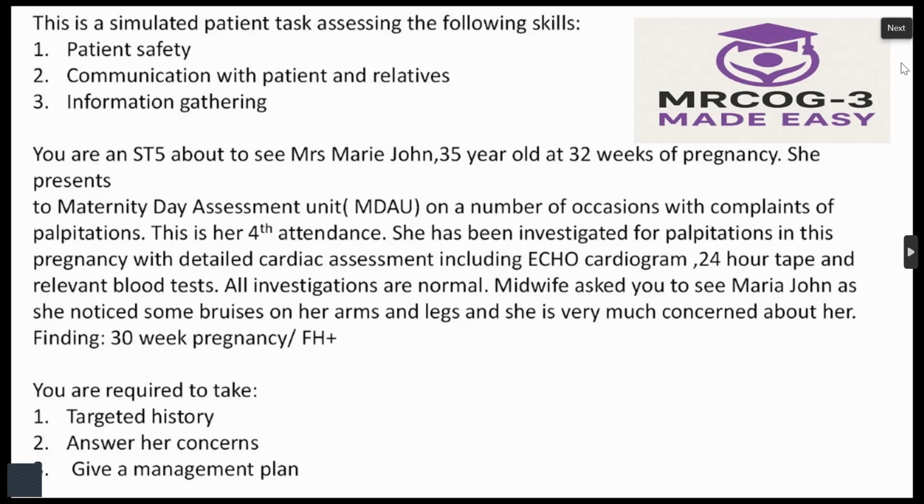Coming to the heart problem, palpitations. Can you tell me about your palpitations? When did they start? What makes it worse? She will say how many days, and what worsens it also. If there is anything, she will tell you. Now, let me tell you.